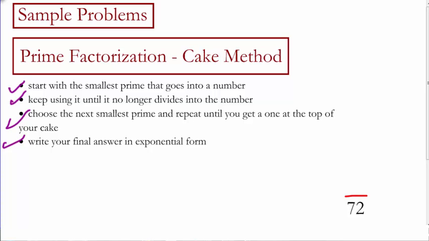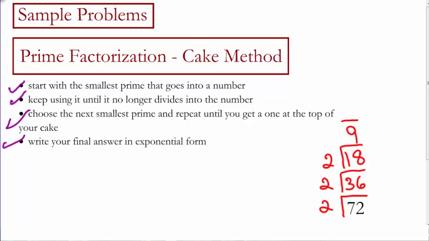Think about a small prime number that goes into 72. Well, the smallest prime that goes in is 2. 2 divides into 72 36 times. Now, can I keep using 2 to divide 36? Sure. 2 goes into 36 18 times. And I can keep using 2 to divide 18. 2 goes into 18 9 times. See, this is why we call it the cake method. This looks like the layers of cake.